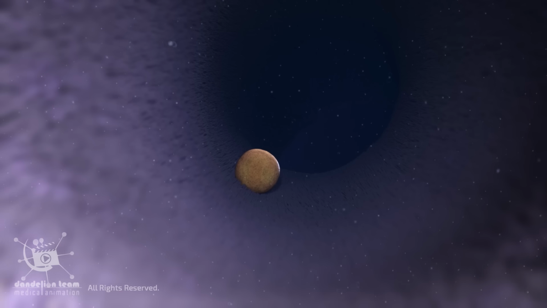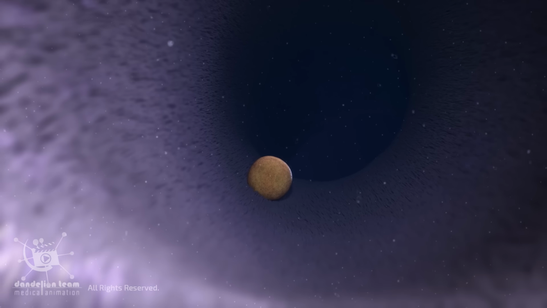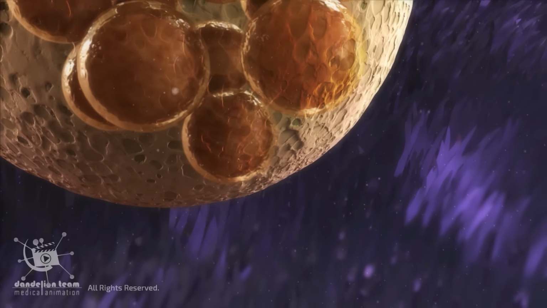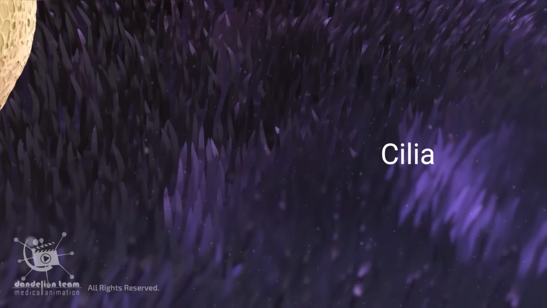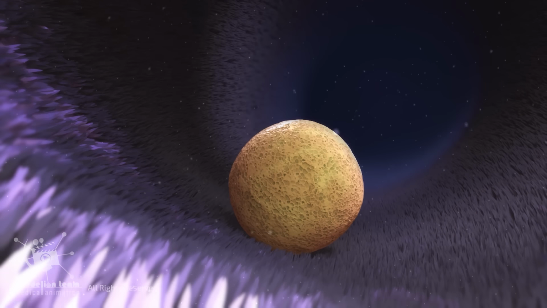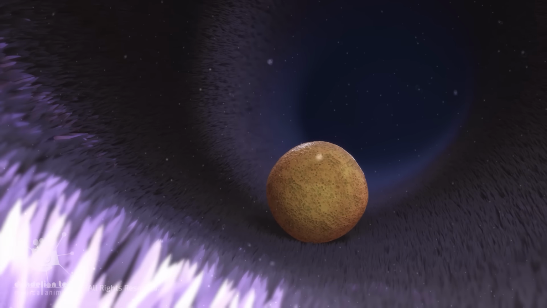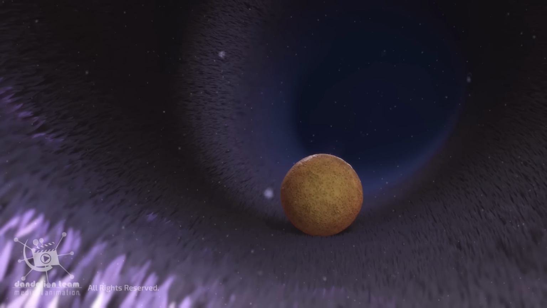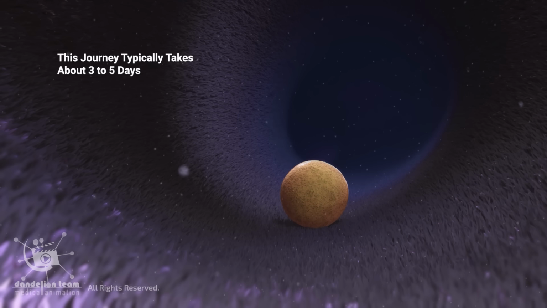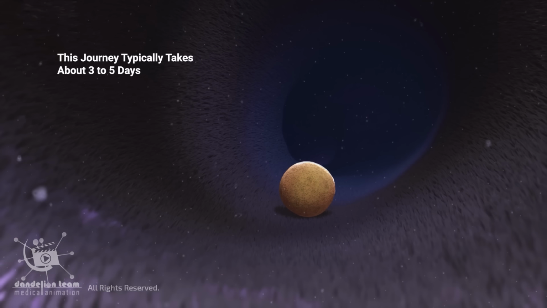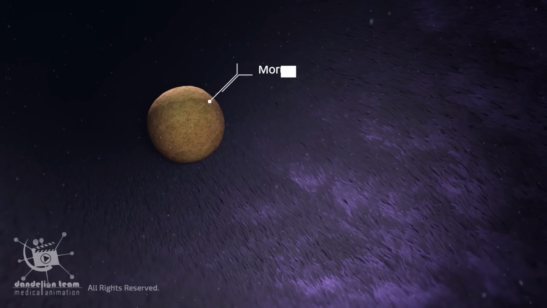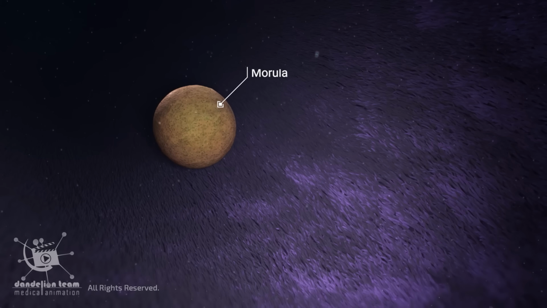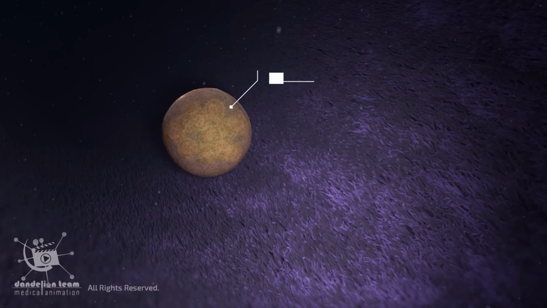As the cells are dividing, gentle muscle contractions in the tube's walls and tiny hair-like structures called cilia propel the zygote along the fallopian tube toward the uterus. This journey typically takes about 3 to 5 days. By the time the zygote reaches about 16 to 32 cells, it becomes what's called a morula, which looks like a tiny cluster of cells.